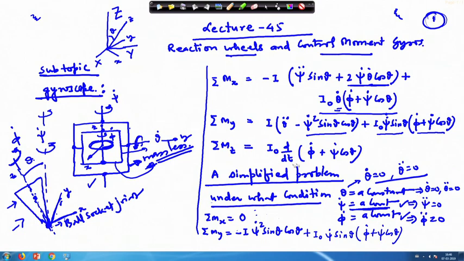Now, here in this part if we look, phi dot is a constant, psi dot is a constant, as shown here, and theta is also a constant as per our assumption. So, this implies that phi dot plus psi dot cos theta is also a constant, and therefore, the time derivative of this will be 0. So, this implies E m z is also 0.